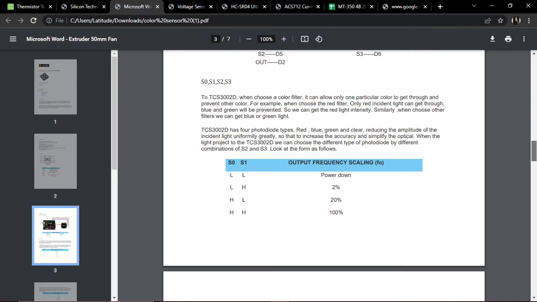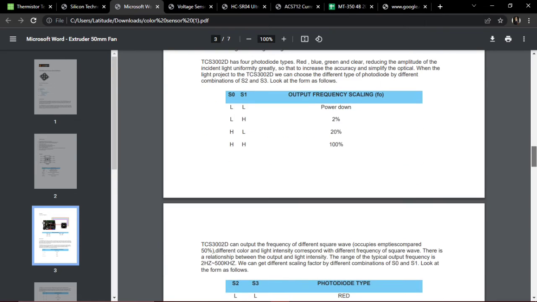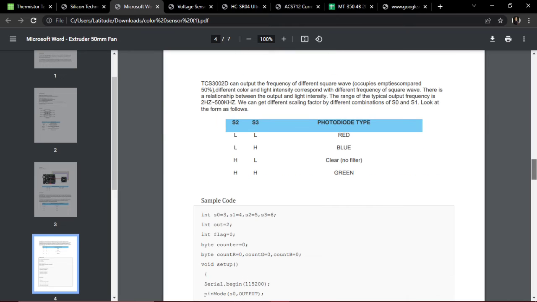Output frequency scaling. S0, S1 too. When we choose a color, it allows only one particular color to get through and prevents other colors. For example, when we choose the red filter, only red incident light can get through, and blue and green will be prevented. So we can get the red light intensity. Similarly, when we choose other filters, we can get blue or green. The photodiode type is selected by S2 and S3, given as LL, LH, HL, and HH: red, blue, clear with no filter, and green.